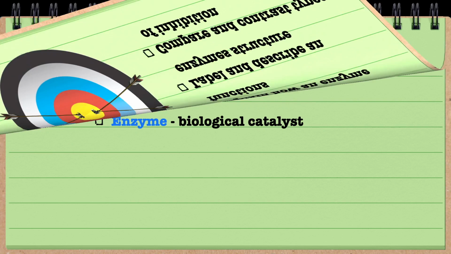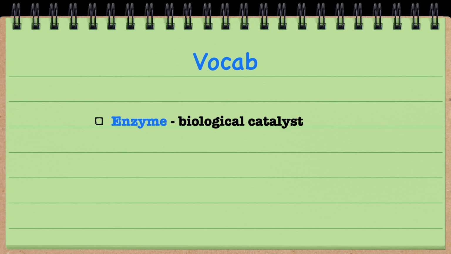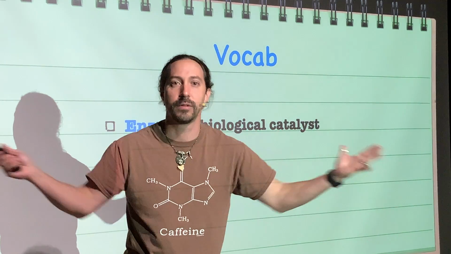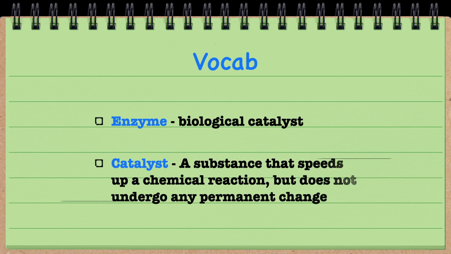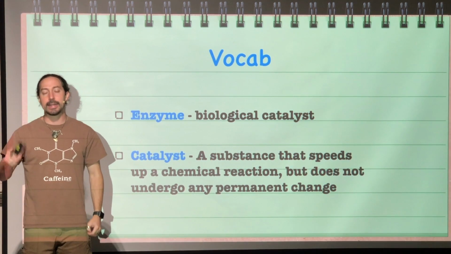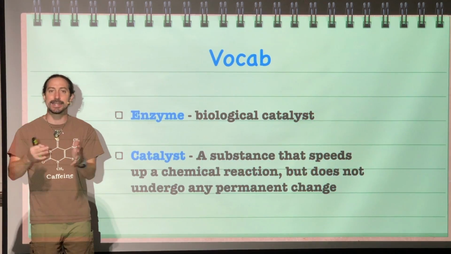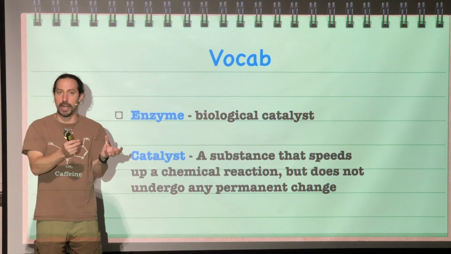So, first things first, vocab: enzyme. It's a biological catalyst. But what's a catalyst? Well, a catalyst is a substance that speeds up a chemical reaction. But it's really important because a catalyst is not consumed by the chemical reaction. In some ways, it doesn't take part in the chemical reaction.